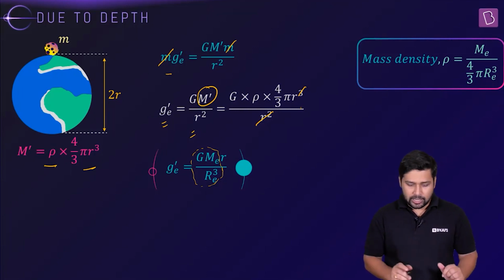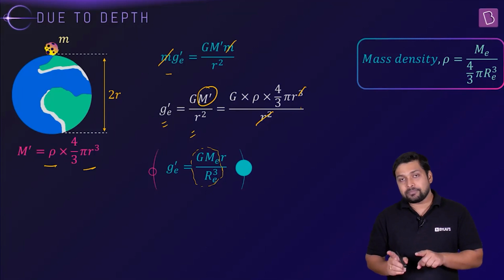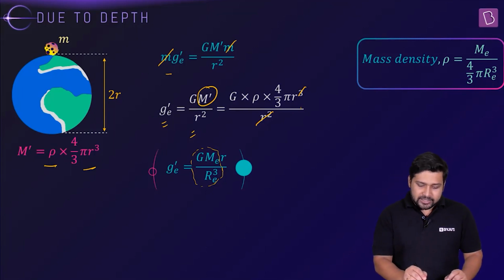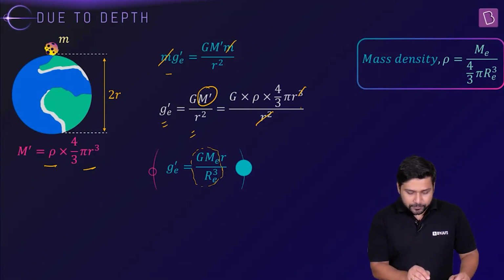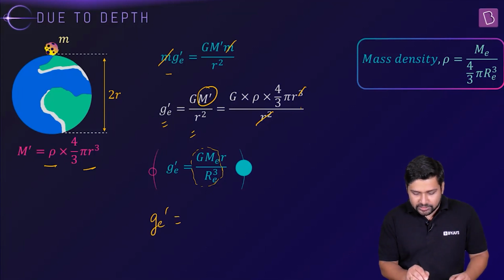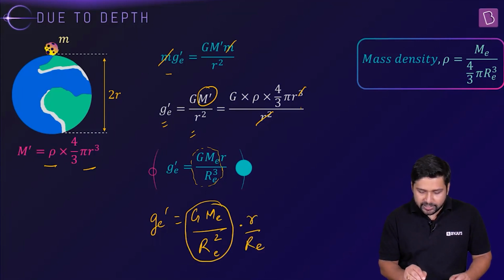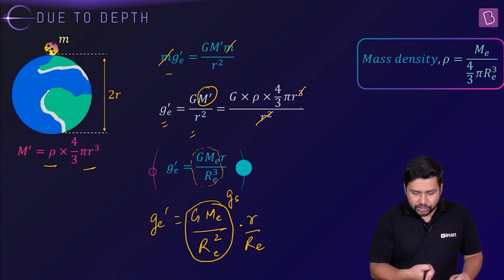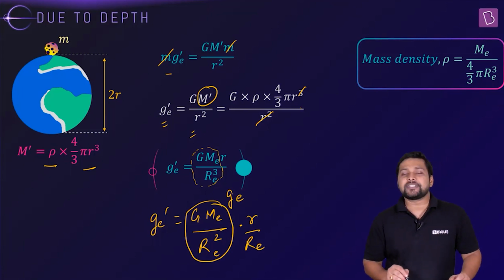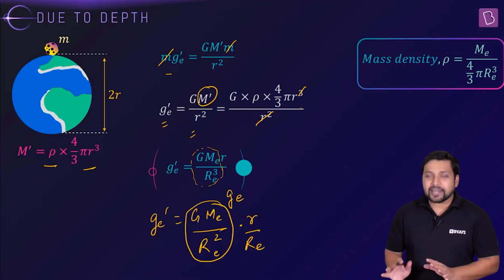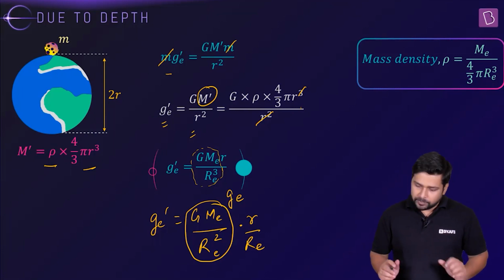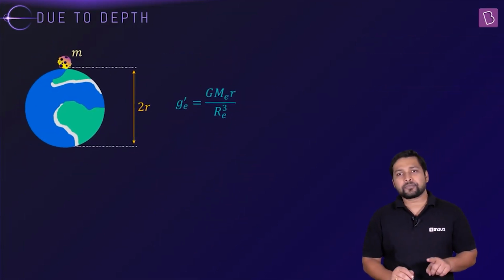No problem. Okay. Now this Re cubed can be written as Re squared times r, right? Which means that this entire expression, that is Ge dash is equal to G Me by Re squared times small r by Re, this entire thing can be written as what? Acceleration due to gravity on the surface, that we are representing by Ge. So you can see now clearly that it is directly proportional. No problem. All right.